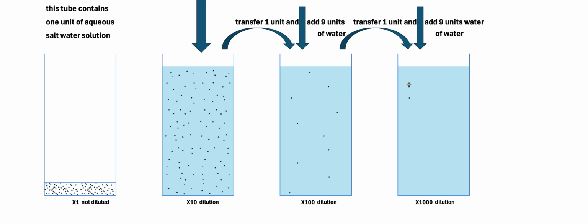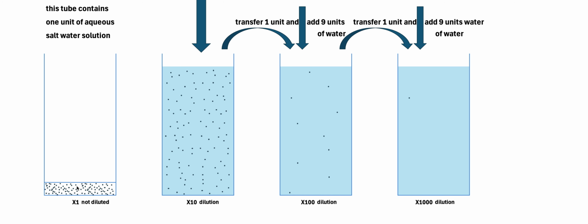Same thing. Just take out 1 unit of water, put it over here, then fill it right up here with 9 more units of water. You have a total of 10 units of water. You got a times 1,000 dilution.